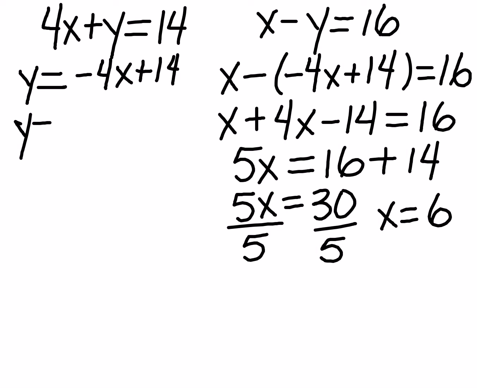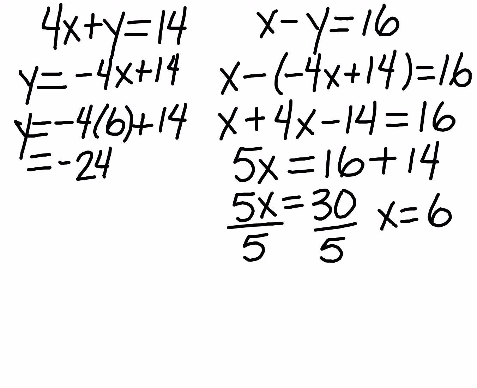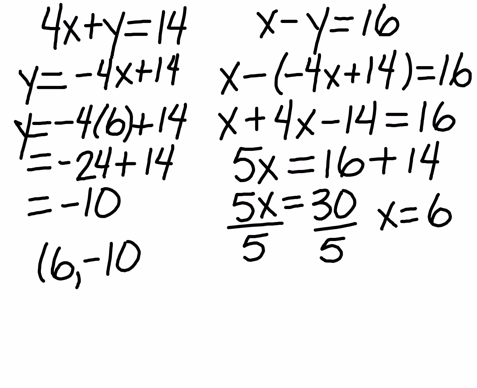Y equals -4 times 6 plus 14. And at this point, just type it in if you need to. We have -24 plus 14. My answer would be -10 here. My ordered pair is 6, -10.